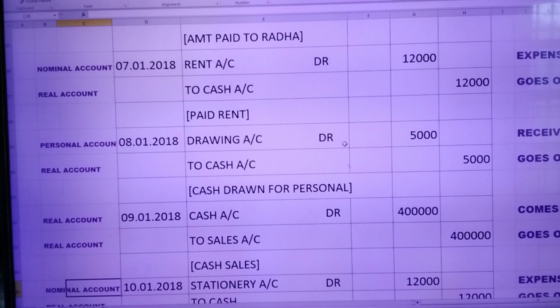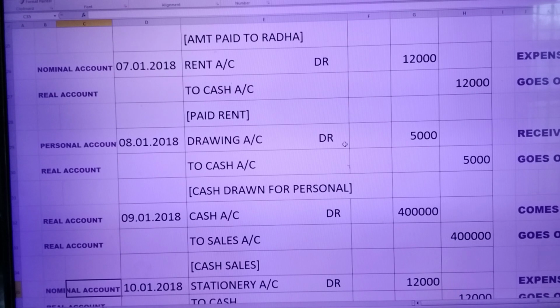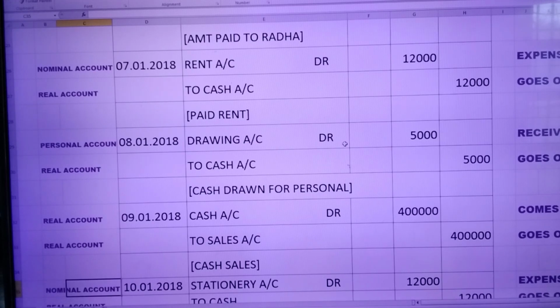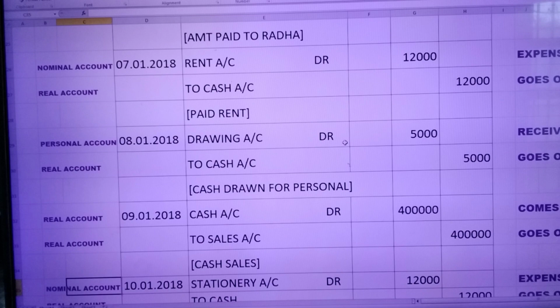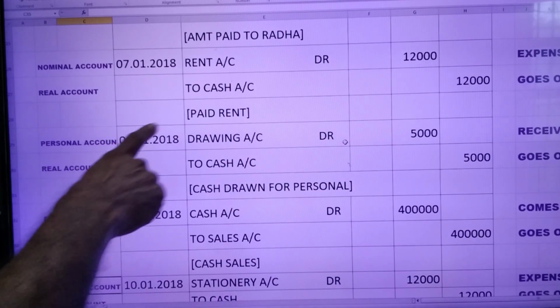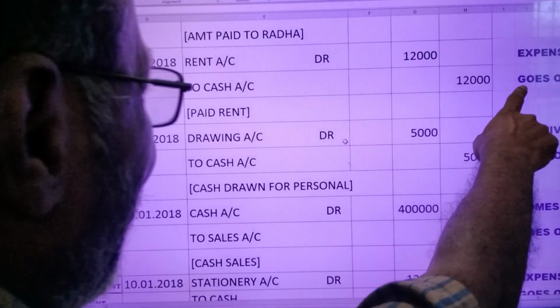Now we go for cash. Which person is paying? Ramesh and Co. is paying. What is he paying? He is paying rent. By which mode? Cash mode. So cash is what? Real account. Okay, that's why I wrote real account. What happened to this real account? What is the real account rule? Debit the item that comes in, credit the item that goes out.